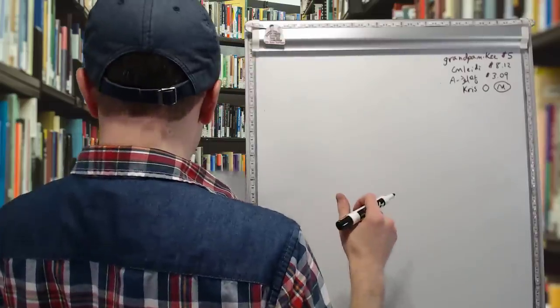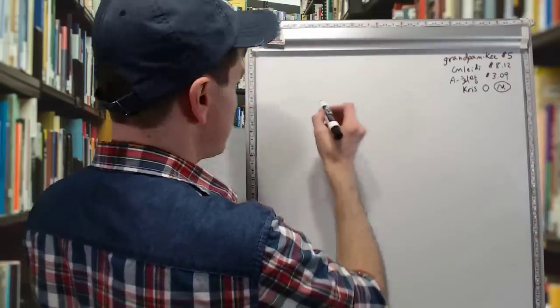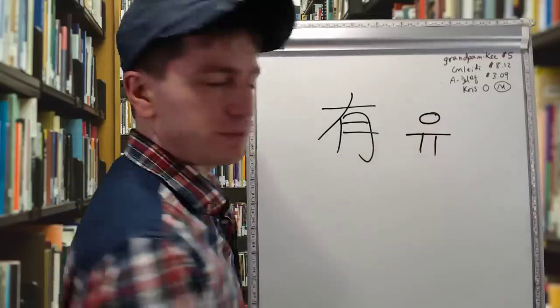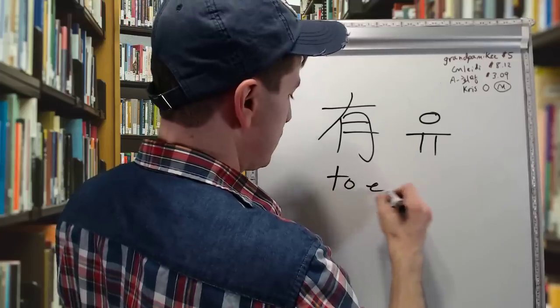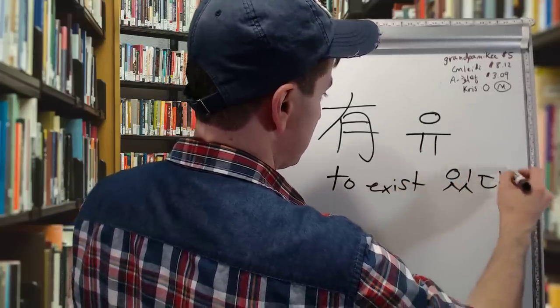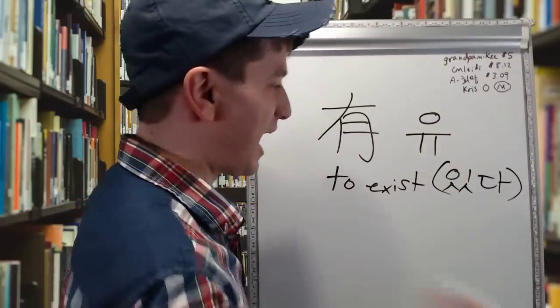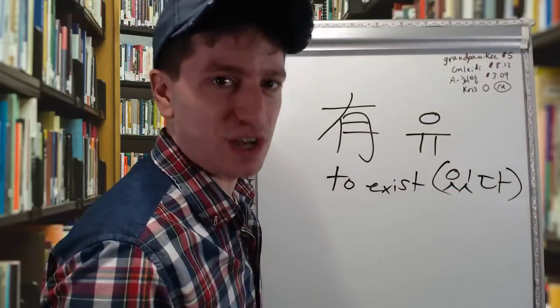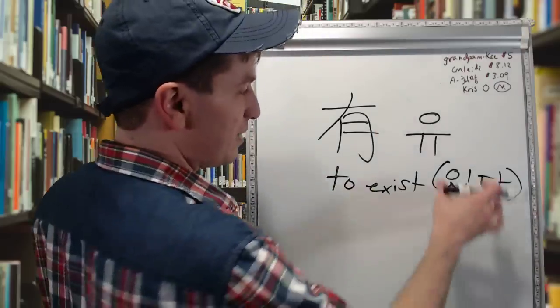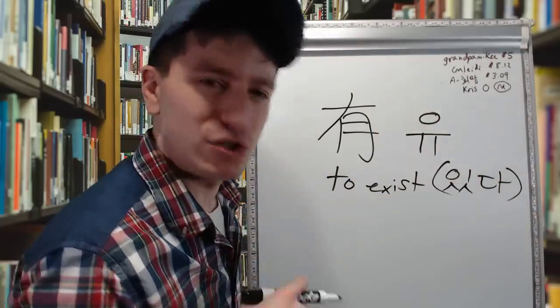The next one is kind of related to mu. This one is you. This one means to exist. So in Korean, they also have a verb that means to exist, and that's itta. Itta means to exist. Like you might say, I have friends. 저는 친구가 있어요. Maybe you say you have a lot of friends or whatever. 많이 있어요. But anyway, 있어요, this you means that there is.